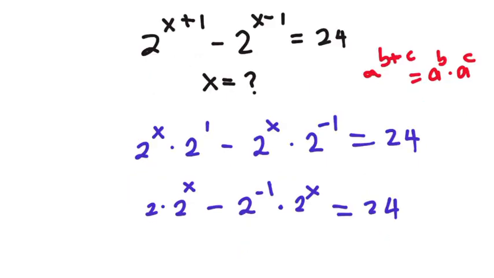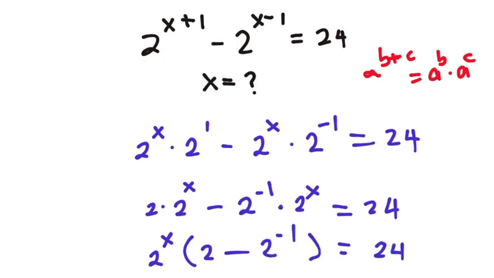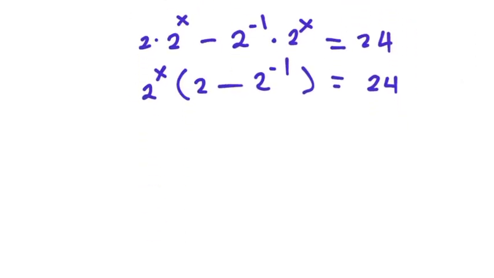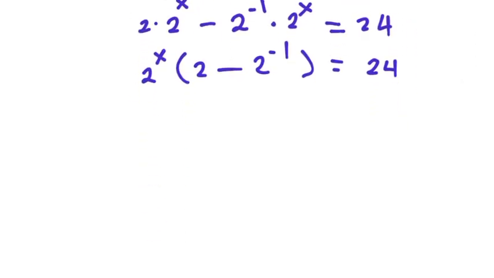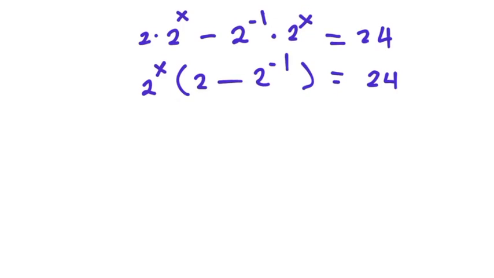Alright, so when you look at this, you can see that we have this common here, so we have to factorize it out. Factorizing 2 to the power of x, we're going to have 2 to the power of x into bracket 2 minus 2 to the power of minus 1, then equals 24. Understood?